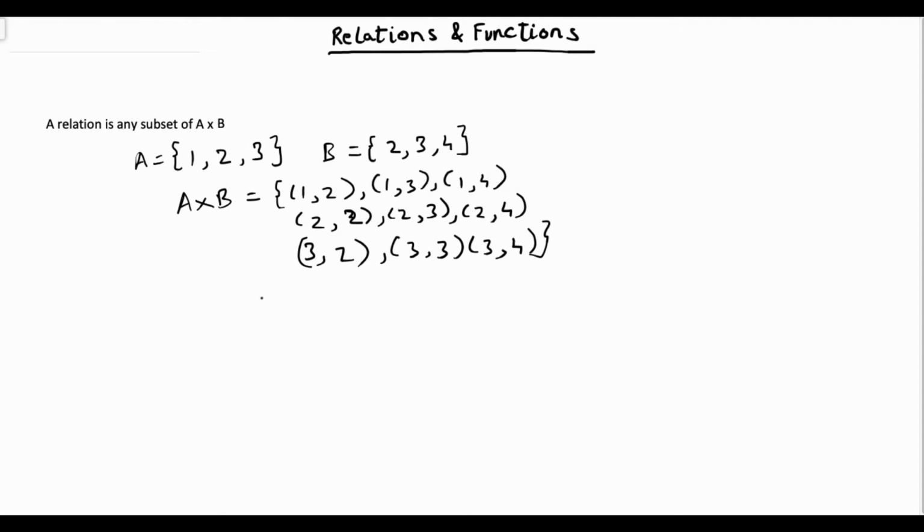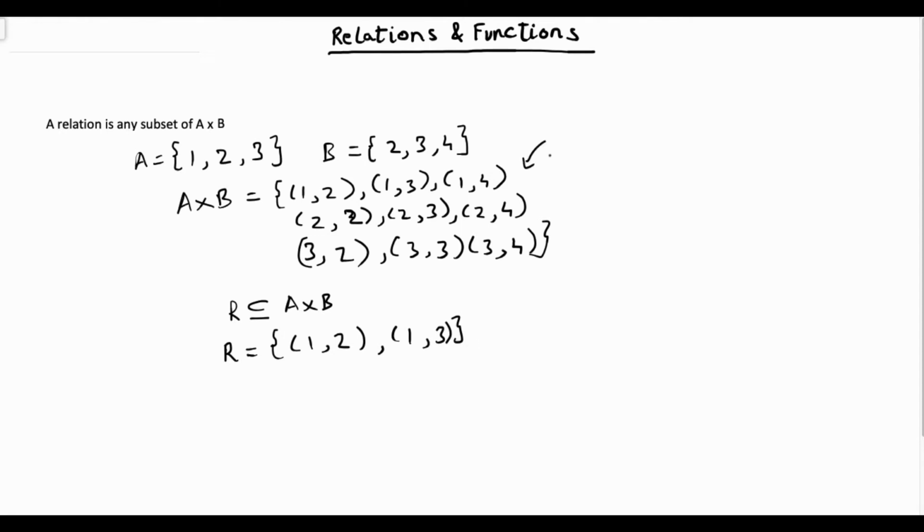Now, a relation R is a subset of A cross B. If we take any elements from this set of ordered pairs, then that will be called a relation. Let's say we take the first two elements. So this is a valid relation between A and B.